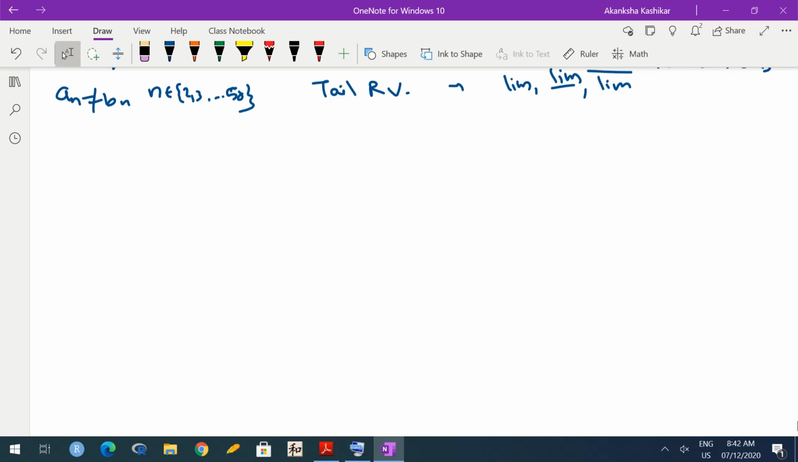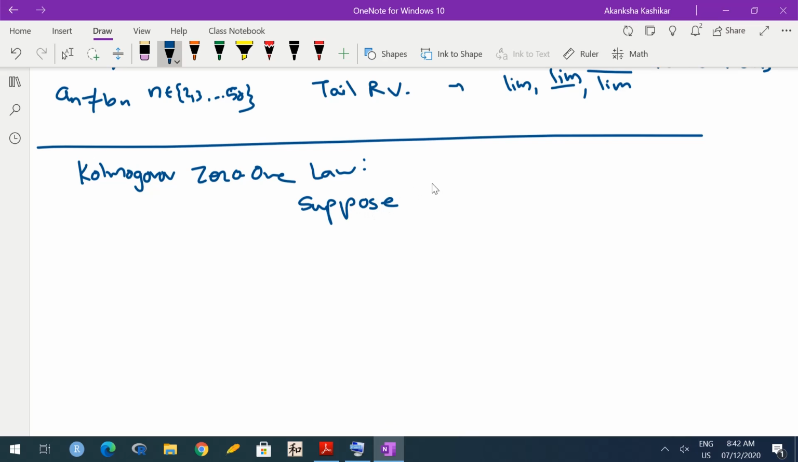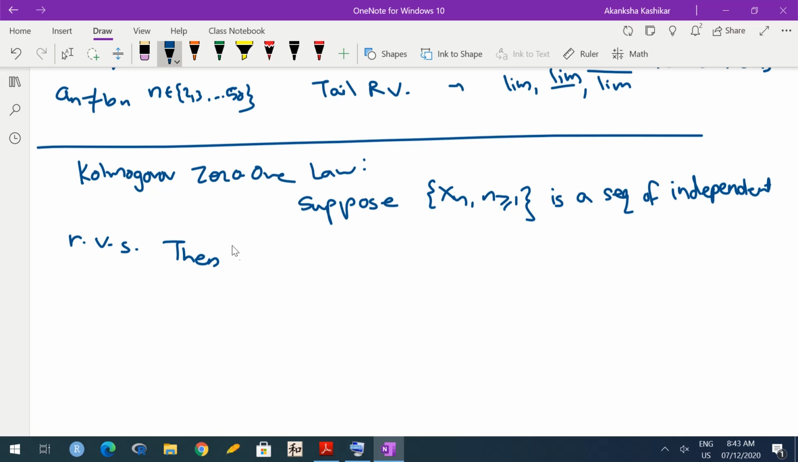Now we are going to make use of these tail random variables in the Kolmogorov 0-1 law. Let me state the law. The Kolmogorov 0-1 law says: suppose Xn is a sequence of independent random variables, then the tail events have probability either 0 or 1.